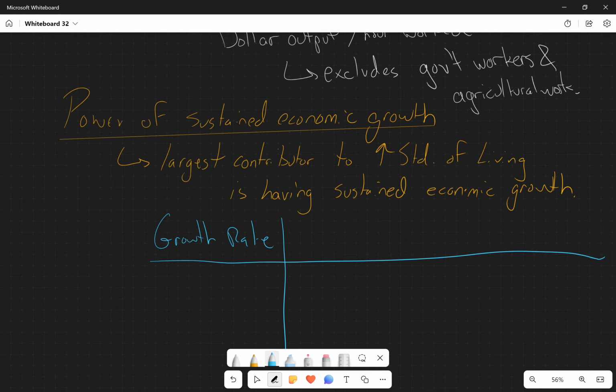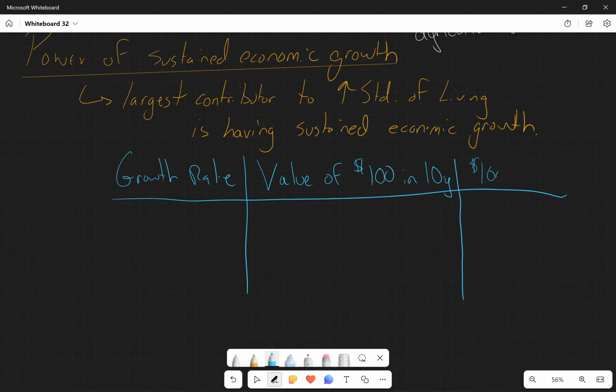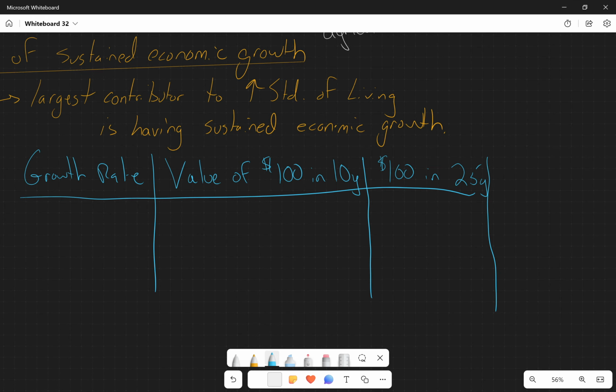If we were to look at the value of $100 in 10 years, and then that $100 in 25 years, and then that same $100 in 50 years. At first, we're just going to say a 1% growth rate. A 1% growth rate is going to give me $1 every year, right? So at the end of 10 years, I'm going to have $110.